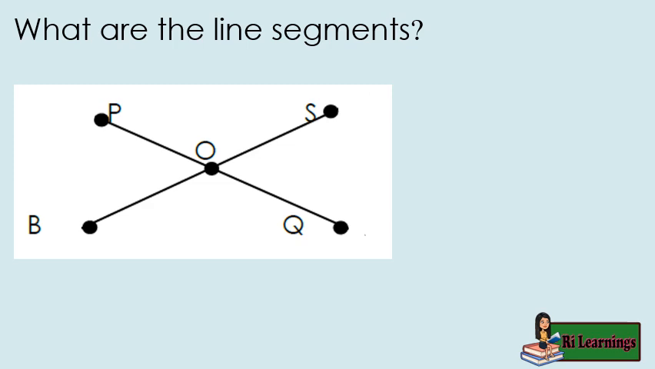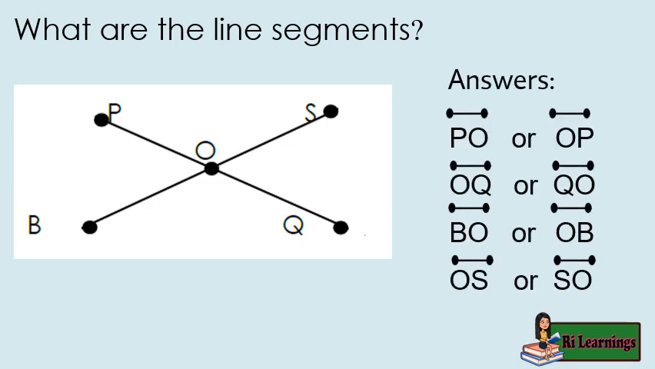What are the line segments in the figure below? The points P, O, and points O, Q are joined by a straight line, and same with points B, O, and points O, S. Hence we get line segment PO, line segment OQ, line segment BO, and line segment OS.